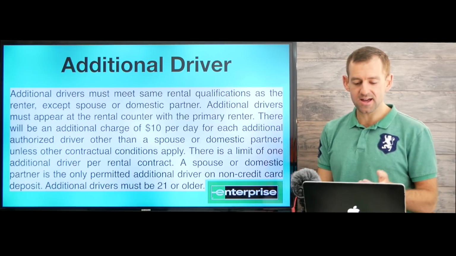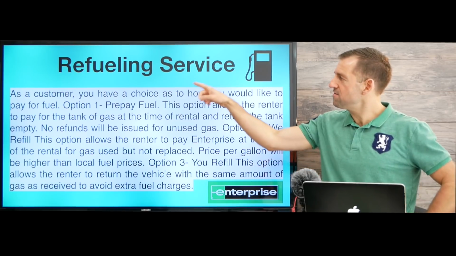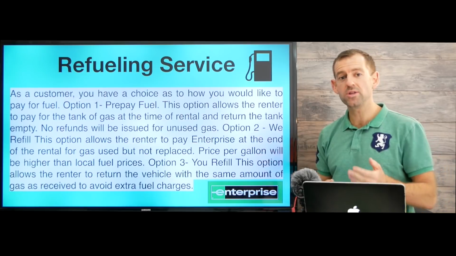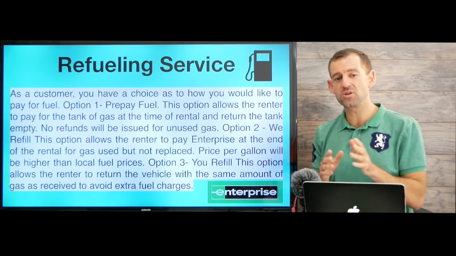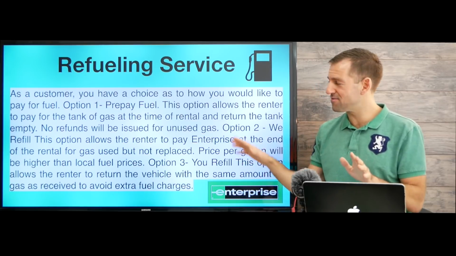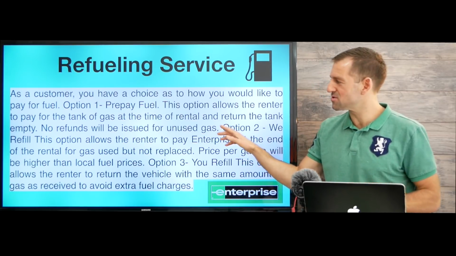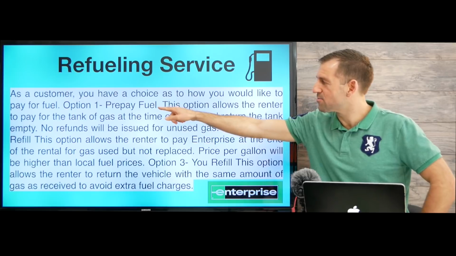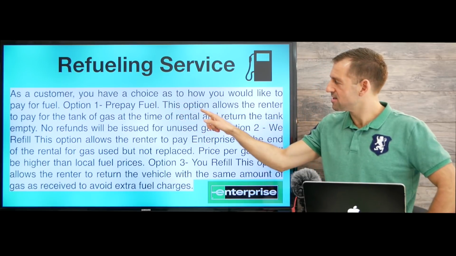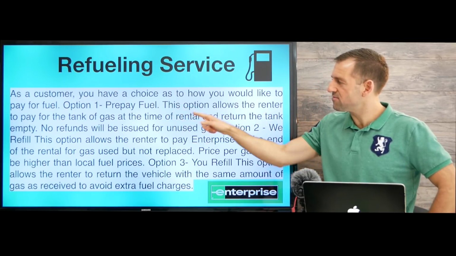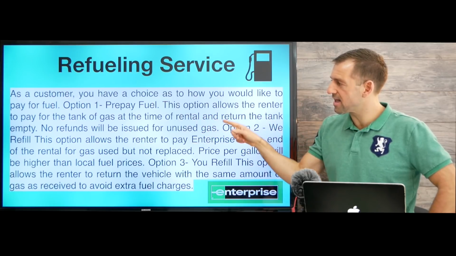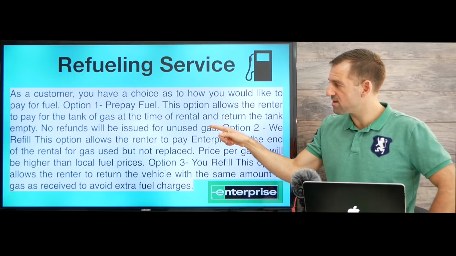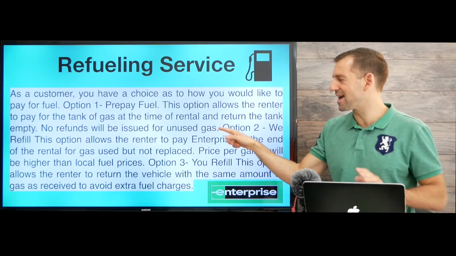Let's look at another option, okay? Refueling service. So when you get the car, it's going to have a full gas tank. And when you return the car, you have a few different options, all right? So option 1, prepay fuel. This option allows the renter to pay for the tank of gas at the time of rental and return the tank empty. No refunds will be issued for unused gas.